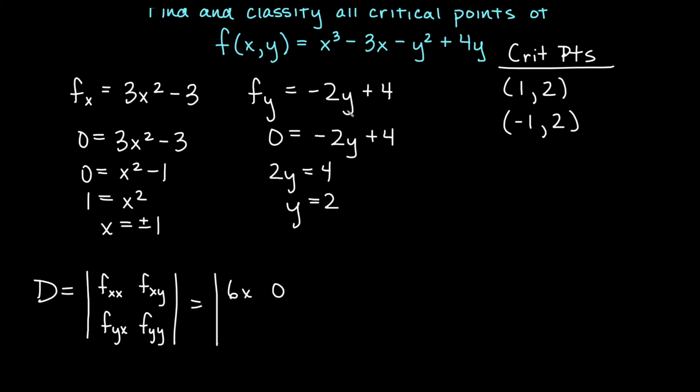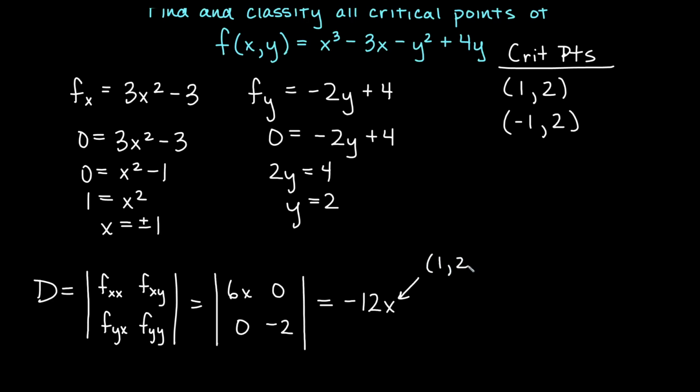fyx, you're going to see we get the same thing. If I take fy and I take the derivative with respect to x, I get 0 because there are no x terms there. And then fyy, I'm taking fy, and just the derivative with respect to y there is going to be negative 2. So we go ahead and take the determinant here. If I take 6x times negative 2, that will give me negative 12x minus 0 times 0. So I just get negative 12x. And now I need to plug my critical points into this formula for D to see what I get at each one, and that will tell me what things are.